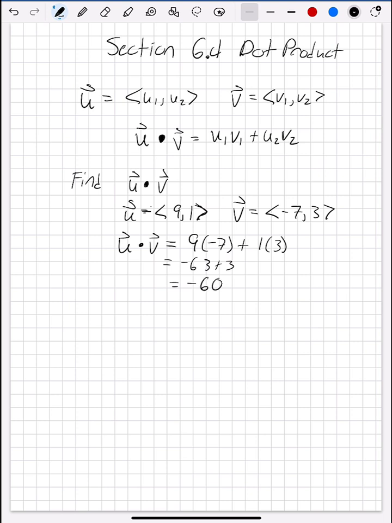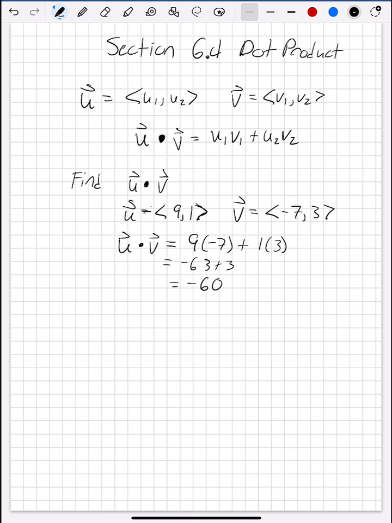And so notice a dot product here gives us a single value. It doesn't result in a vector the way vector addition and scalar multiplication did. There will be examples where you will have to do more than one operation, and then you may get a resulting vector, but here we are just left with a scalar value. Scalar just means an individual number.